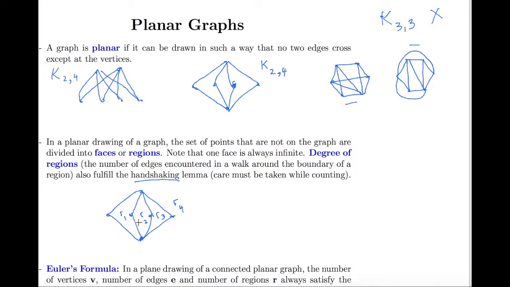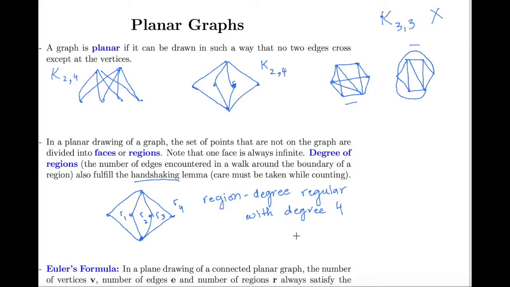Now note, what is the degree of R1? If we start walking around the boundary of R1: 1 edge, 2 edges, 3 edges, and 4 edges. Similarly for R2, 1, 2, 3, 4. R3, 1, 2, 3, 4. R4, 1, 2, 3, and 4. So this is region degree regular, with degree 4. Region degree regular, or face degree regular, means that each region has the same degree.